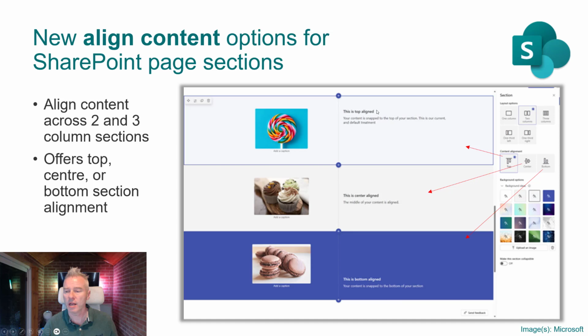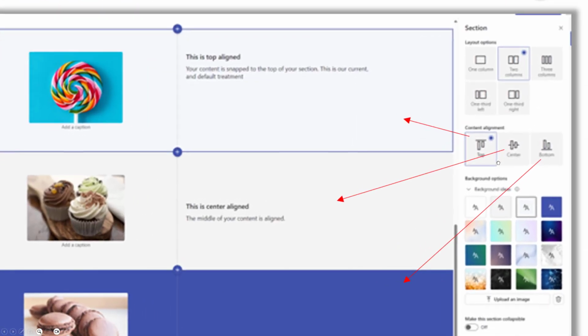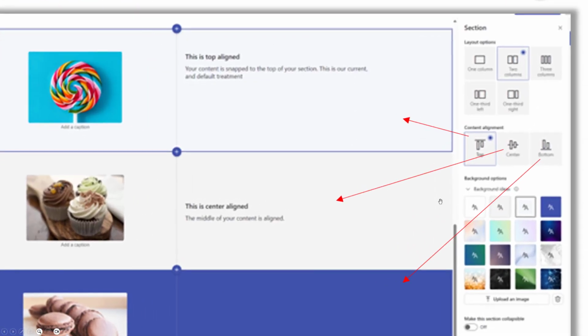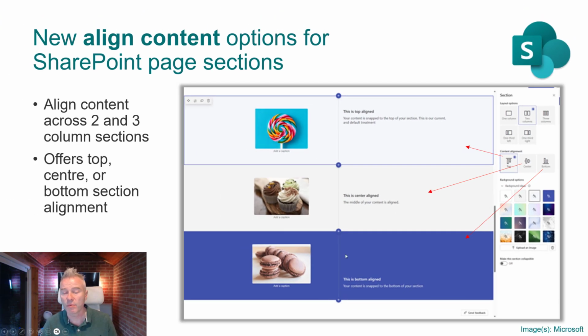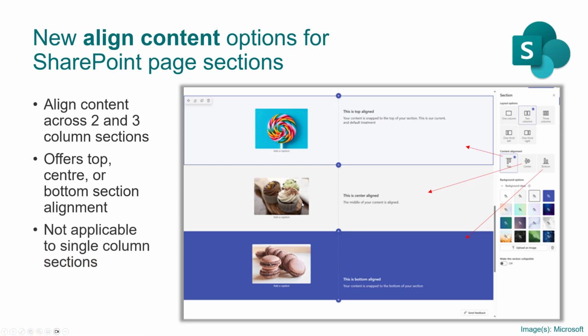So how can I align? Got this option over here. Align by the top, so everything gets aligned at the top. Align center, so the center of this is in the center of the section, and same for the text. Or you can align it along the bottom if that looks better. Okay, so not applicable to single column sections.